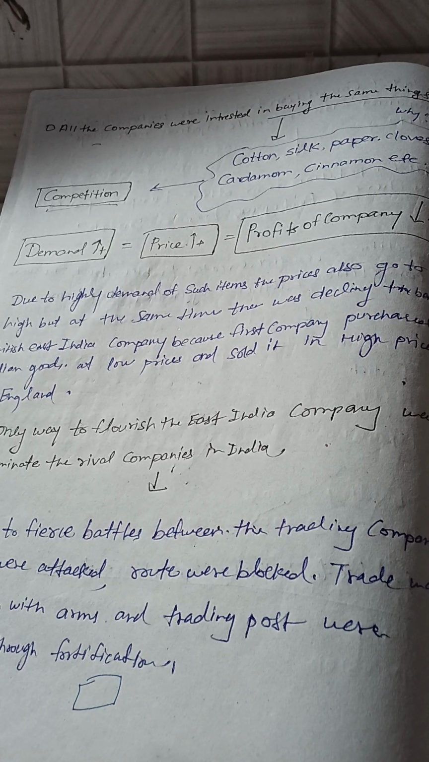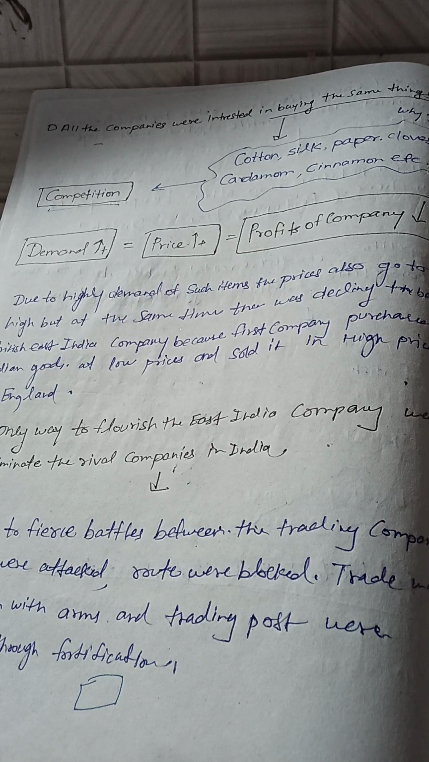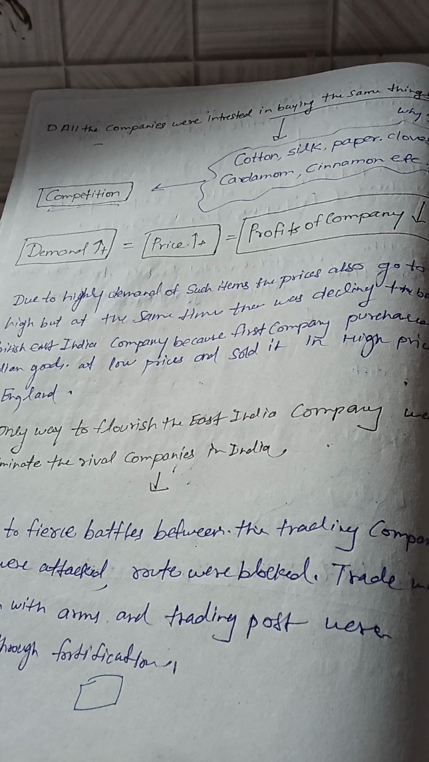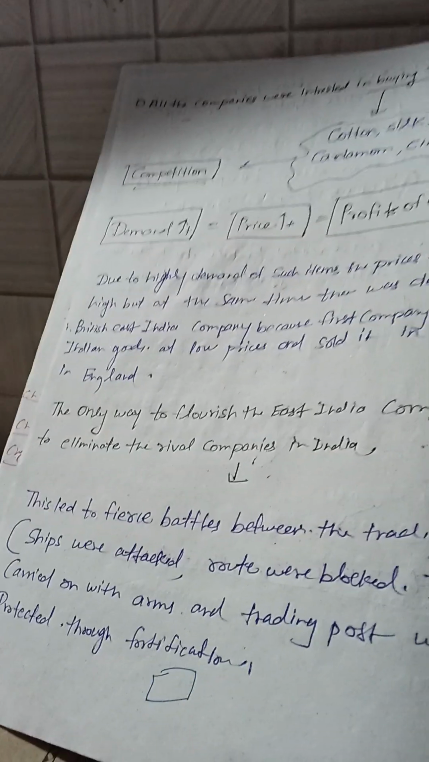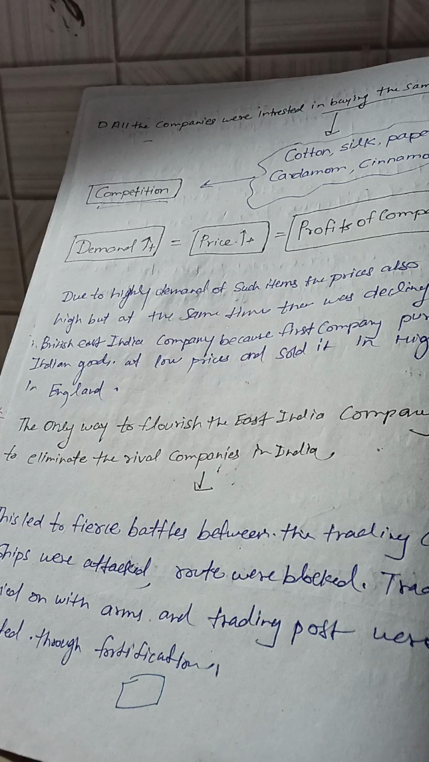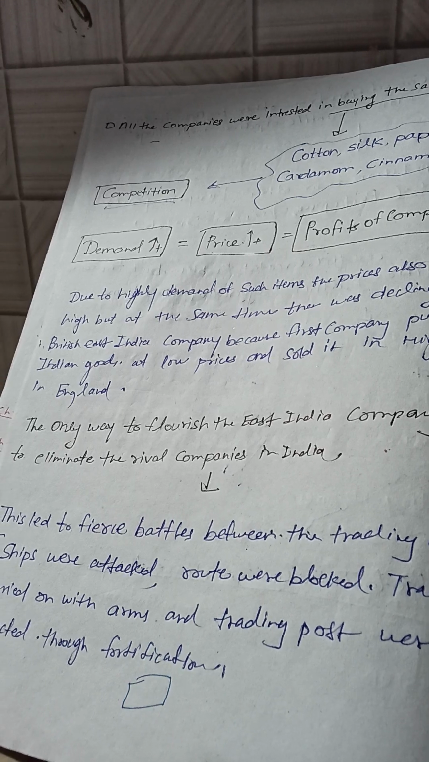Why? Because at first, the British East India Company was buying the same things at low prices. Now, due to the competition, it had to buy at high prices. So before that it was getting the advantage, the marginal rate was positive, but now it was declining. So what measures and tactics could the Britishers use to eliminate such competition? The only way to flourish was to eliminate the rival companies in India.